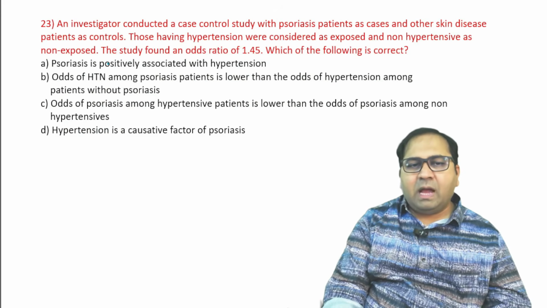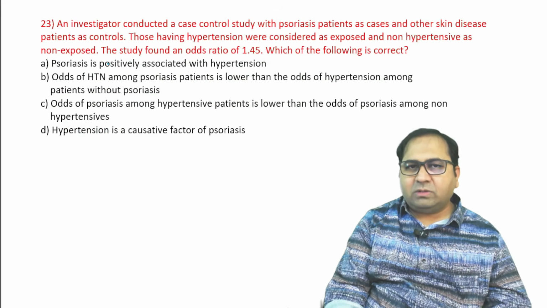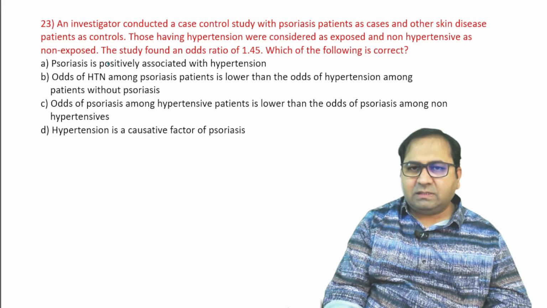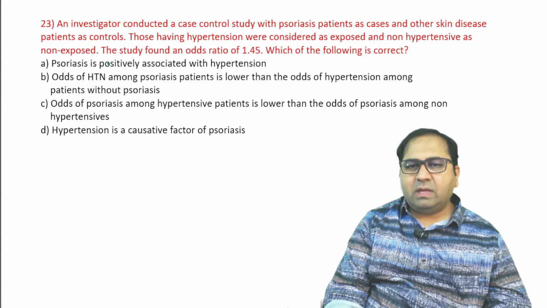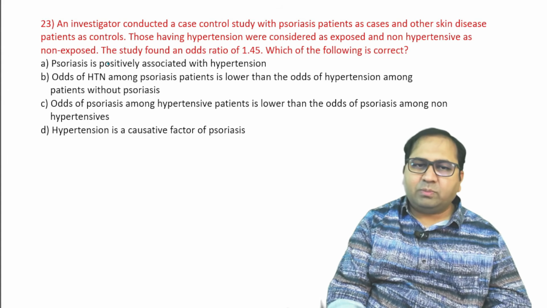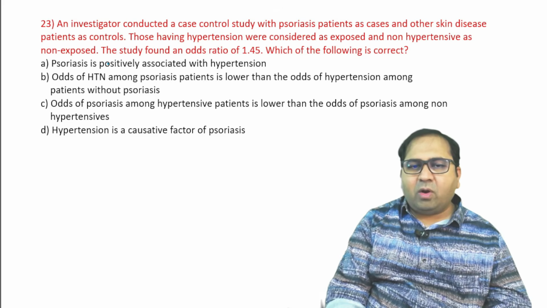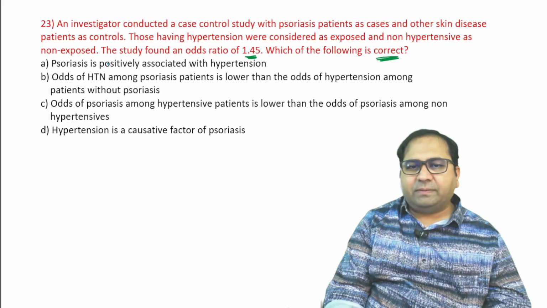Next question. An investigator conducted a case control study with psoriasis patients as cases and other skin diseases as controls. Those having hypertension were considered as exposed and non-hypertensive as non-exposed. The study found an odds ratio of 1.45. Which of the following is correct?